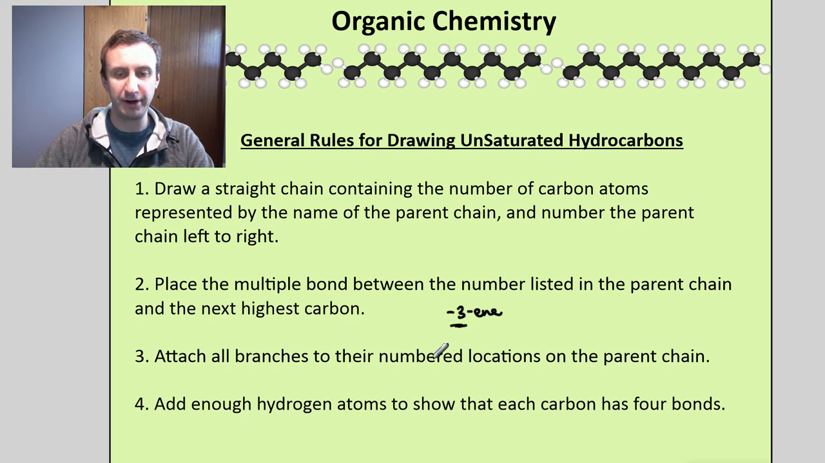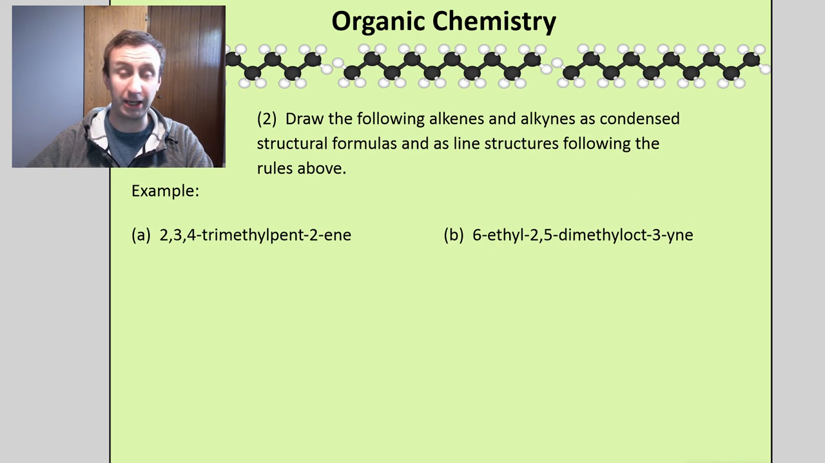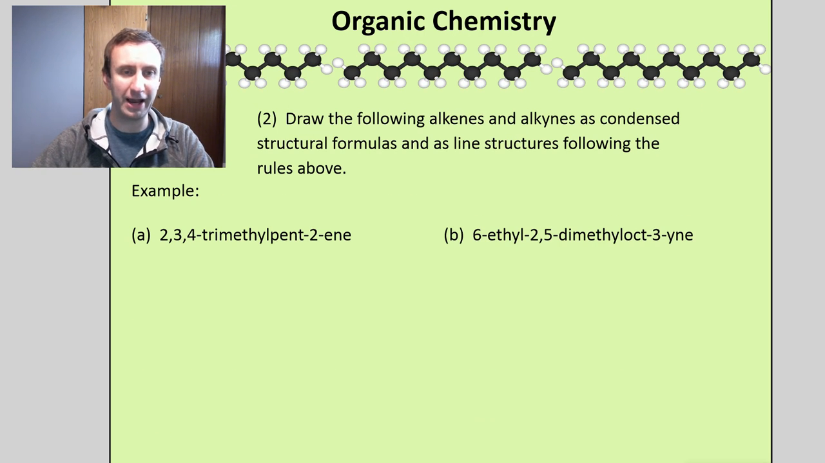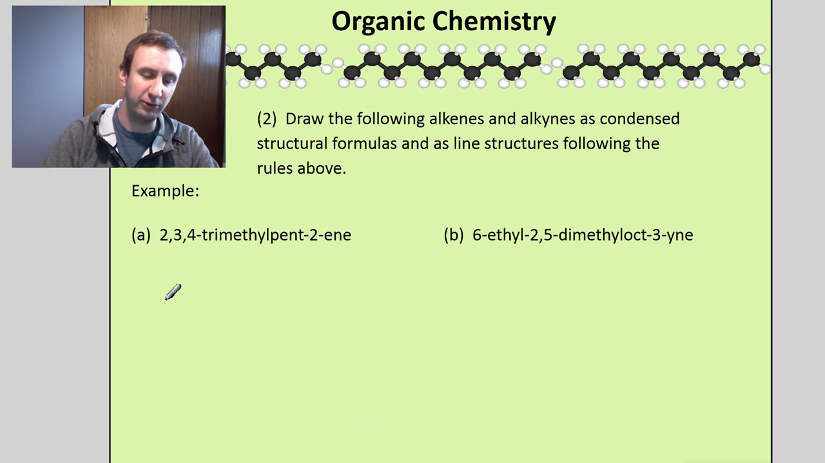Attach all branches to their numbered locations on the parent chain, and then add enough hydrogens to show that each carbon has 4 bonds. So a double bond counts as 2 bonds for that carbon, a triple bond counts as 3, and then fill in the rest of the hydrogens. So we're just going to do 2 examples here, a structural and then a line for each, so we can show it in 2 different ways.